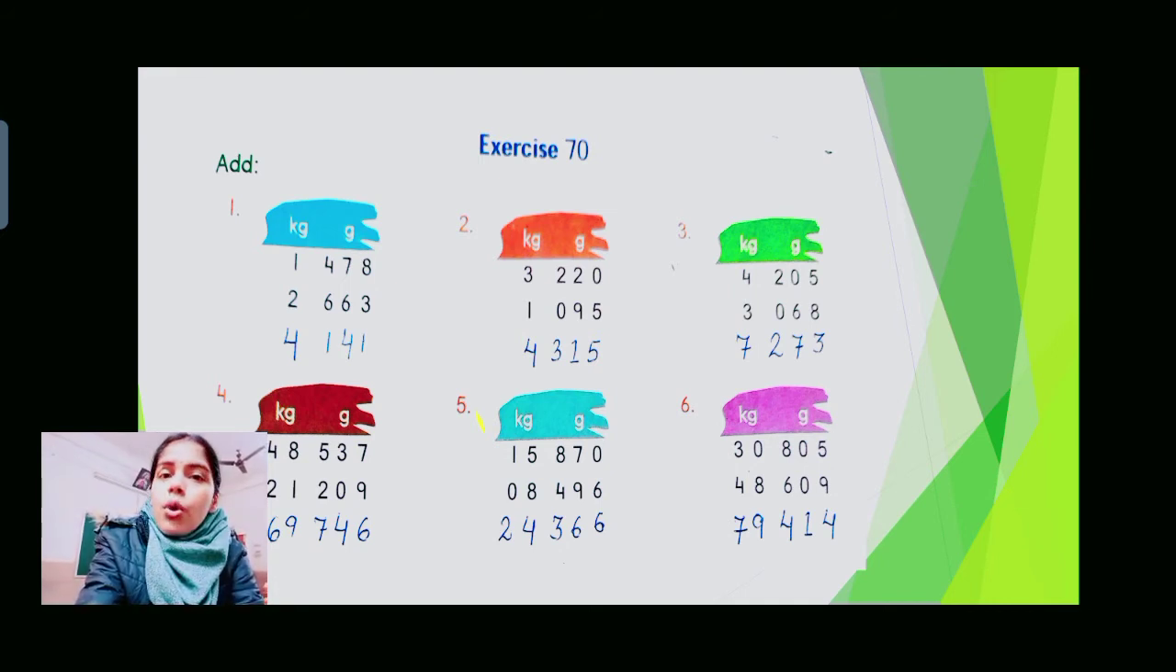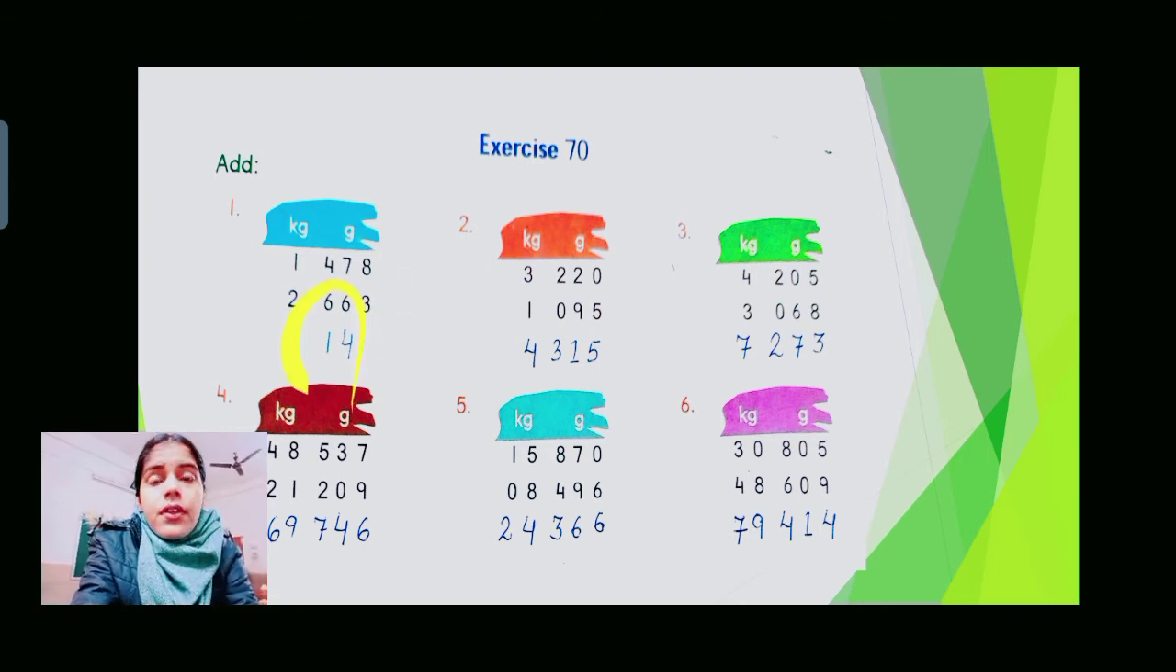Starting from the ones place digit, the unit digit, you have to add the numbers. Here, see at the first question how we have added them up. Class, the kilogram section will have 1 and 2, and the gram section has 478 gram and 663 gram. Now let's see how we are adding it. 8 and 3 is 11, 1 carry. 6 and 7 is 13, 13 plus 1 is 14, 4 here, 1 carry. Now 6 plus 4 is 10, 10 plus 1 is 11, so 1 here, 1 carry again. 2 plus 3 is 5, and plus 1 is 6, and we have our answer 4 kg and 141 gram.